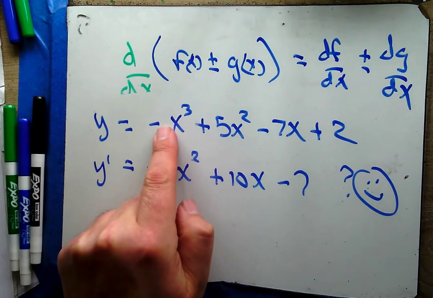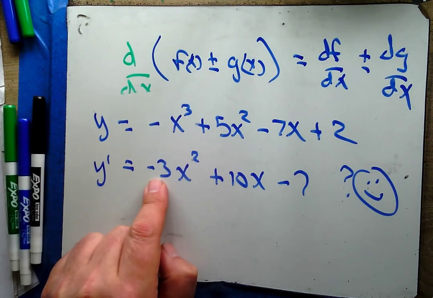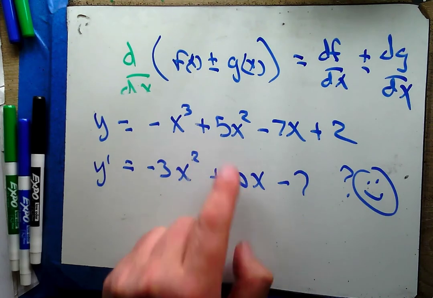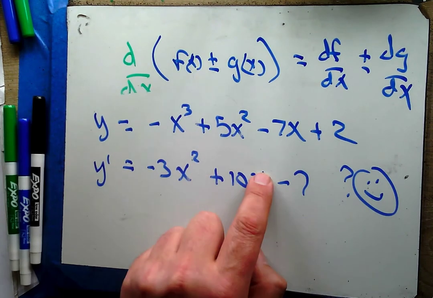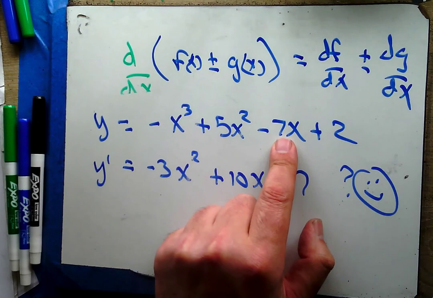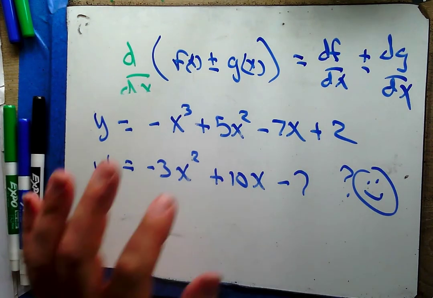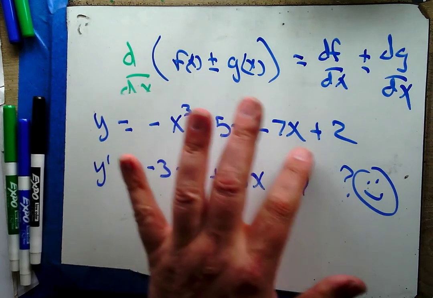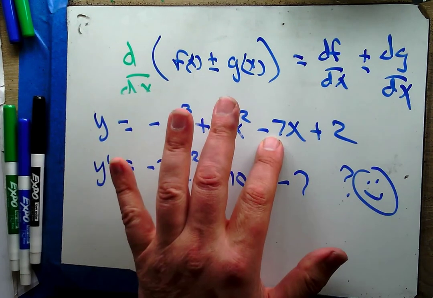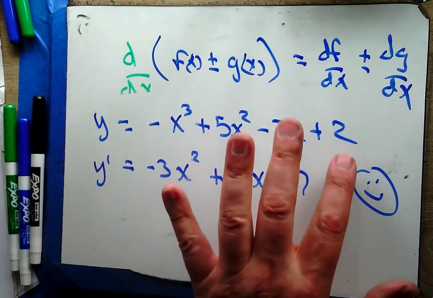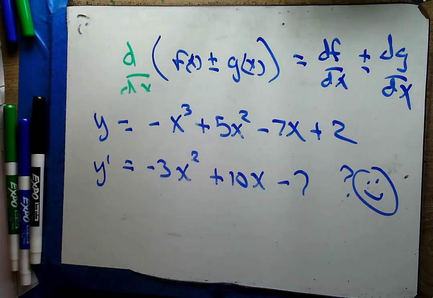Remember, this 3 comes down, multiplies by that negative. I subtract 1 up here. That 2 comes down, 2 times 5 is 10. I subtract 1, I get 1. And the derivative of that linear function is just the slope of that linear function. Or you could say the derivative of a constant times a function is the constant times the derivative of that function, which would be 1. And the derivative of a constant is 0. Okay, so those are the first 4 rules.